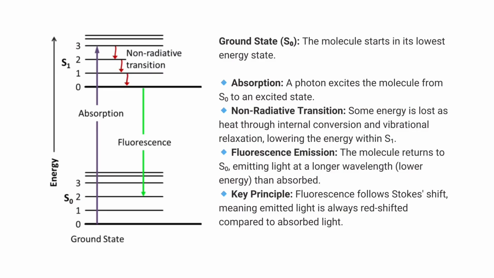Ground state is where the molecule starts in its lowest energy state. Absorption: a photon excites the molecule from the ground state to an excited state by absorbing light of a specific wavelength. Non-radiative transition: some energy is lost as heat through internal conversion and vibrational relaxation, lowering the energy within the excited state. Whereas the fluorescence emission, the molecule returns to the ground state, emitting light at a longer wavelength. The key principle of fluorescence follows Stokes shift, meaning emitted light is always red-shifted compared to absorbed light.